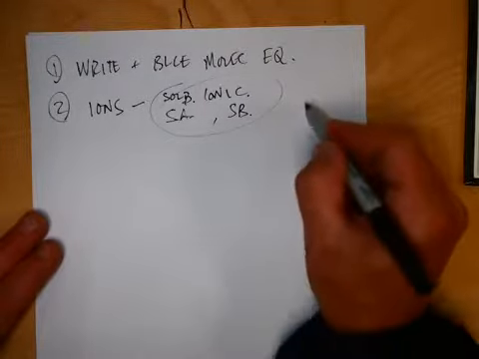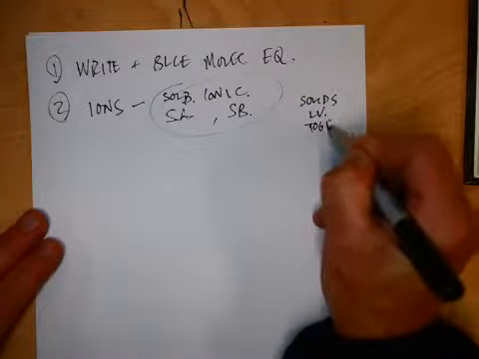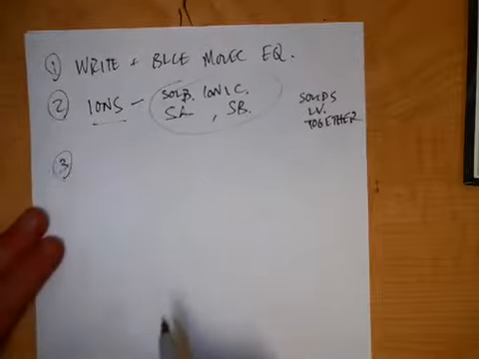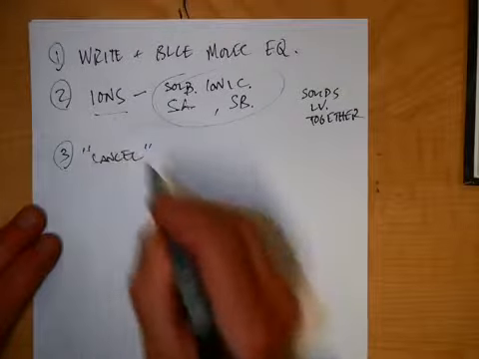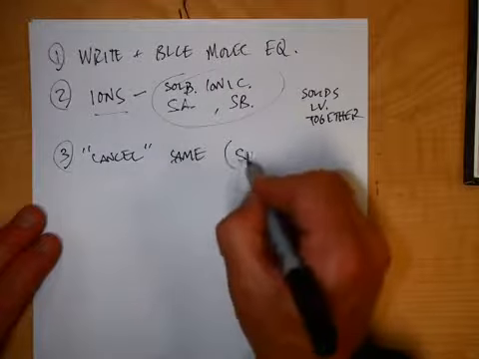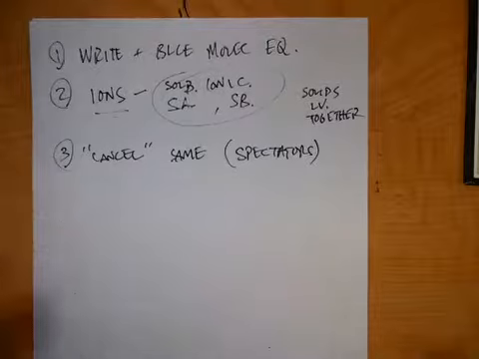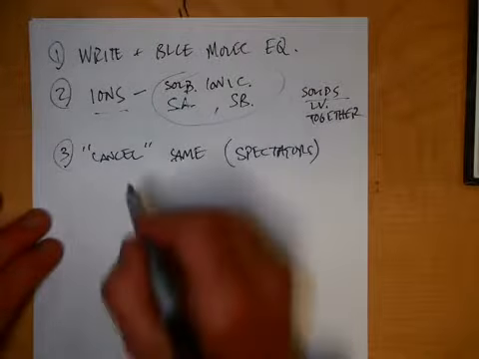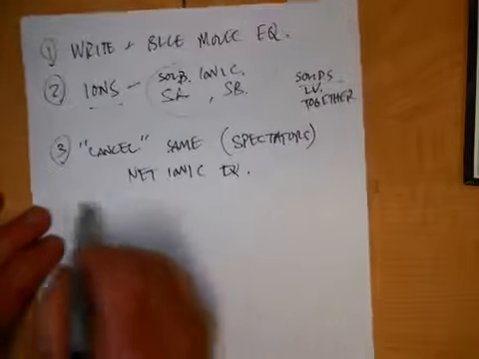Keep things together that form solids. Leave together. This will give you the complete ionic equation. Then in step 3, cancel anything that is the same on both sides. These are called spectator ions. Rewrite the ions that remain that form the solid, and you have your net ionic equation.